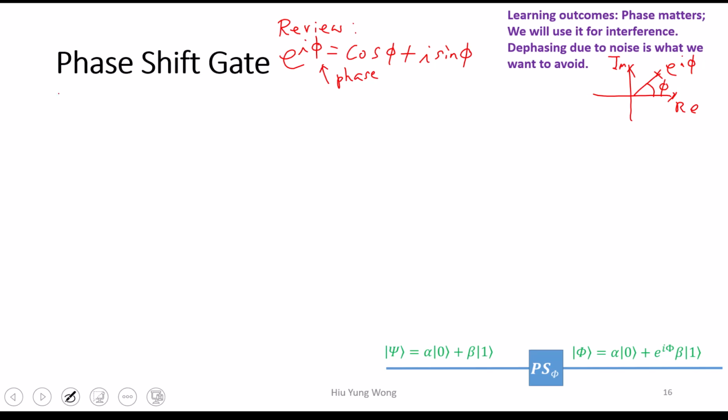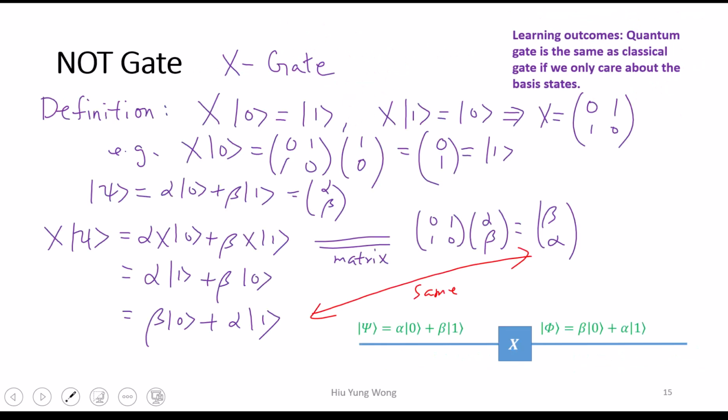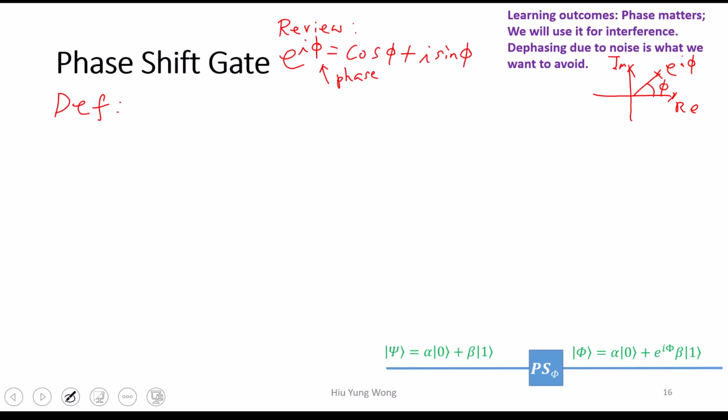Now, what we are going to define is a phase shift gate, which is very important. And not just review, really spend some time to understand, because phase is very important in quantum computing. Right, so review this basic. We call this the phase shift gate, I call it PS, phase shift, and then comma phi means that the gate will shift the phase by an angle phi.